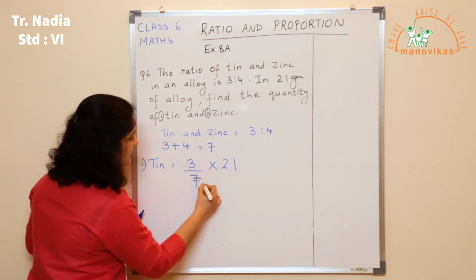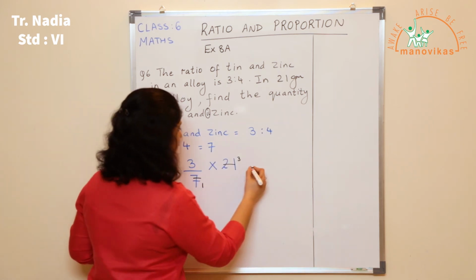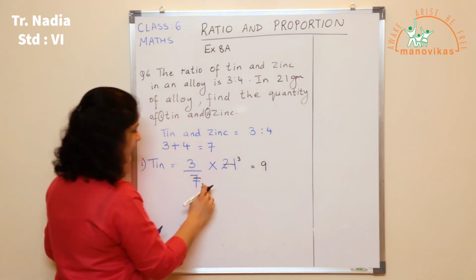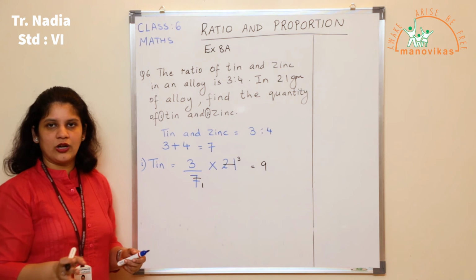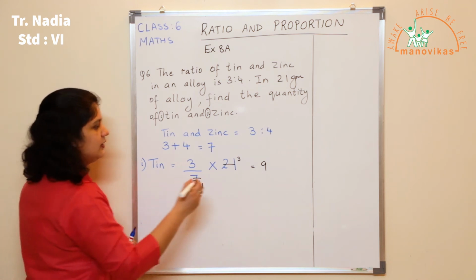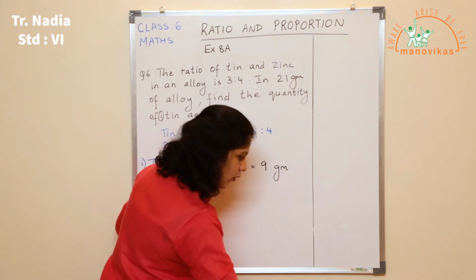I will reduce. 7 ones are 7, 7 threes are 21. So that comes to 3 multiplied by 3, that is 9. Upon 1, you all can ignore upon 1 because you all know 9 upon 1 is finally going to be equal to 9. So the quantity of tin is 9 grams in the alloy.